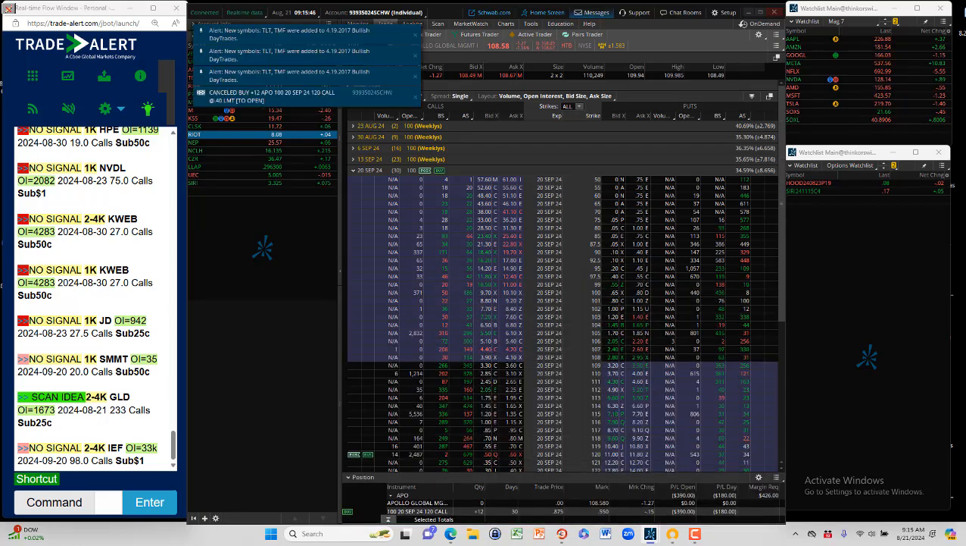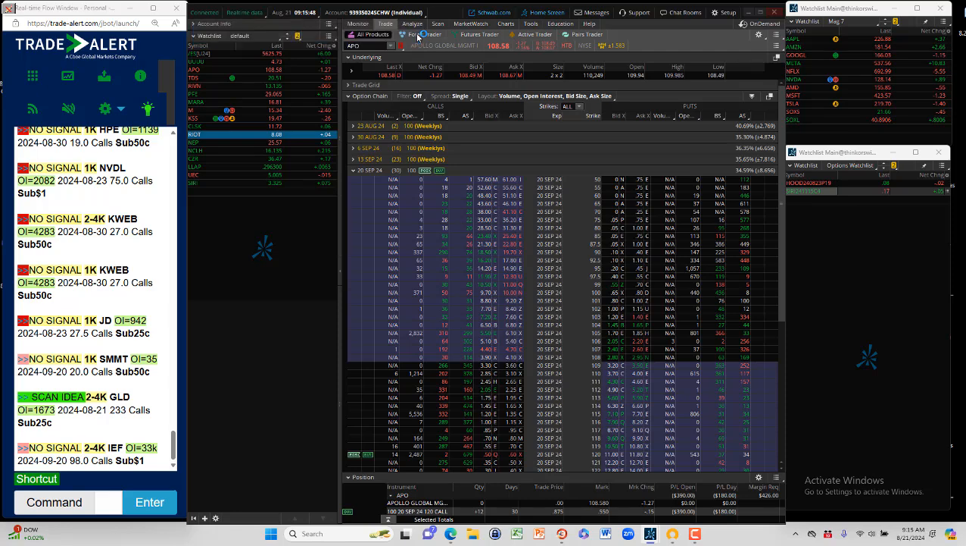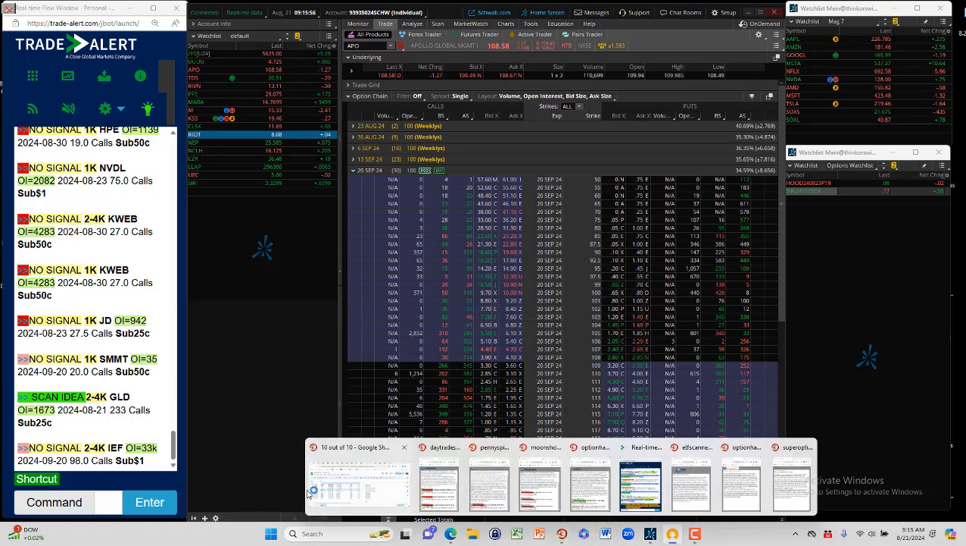There she goes. Pinterest, 20 to 45. Great trading. Yeah, I want to hear that. Puts being bought on Moonshot Scanner. More puts being bought on the Moonshot Scanner.